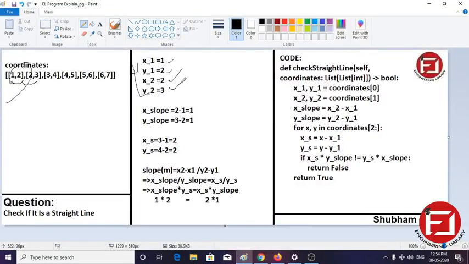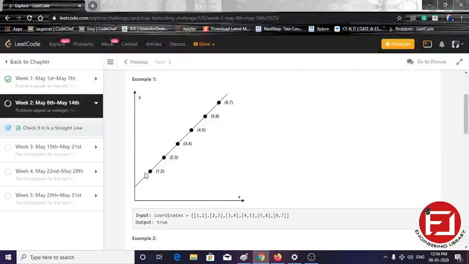After that, we are calculating the slope, meaning x2 minus x1 and y2 minus y1. These two differences we are calculating. So x2 minus x1, 2 minus 1 is 1, and 3 minus 2 is 1. This we calculated for the first point, between the first two points we have calculated the slope.